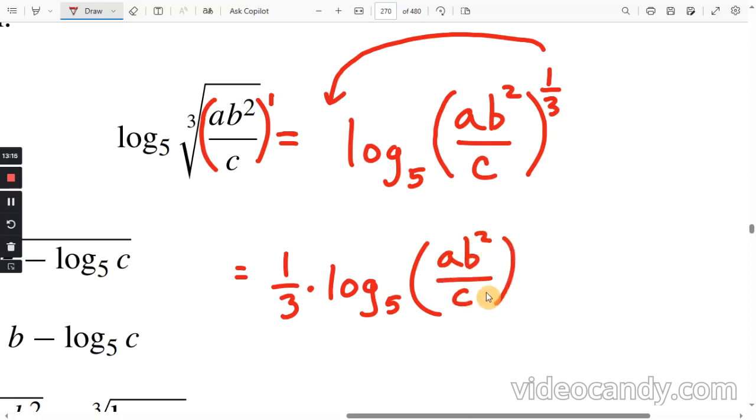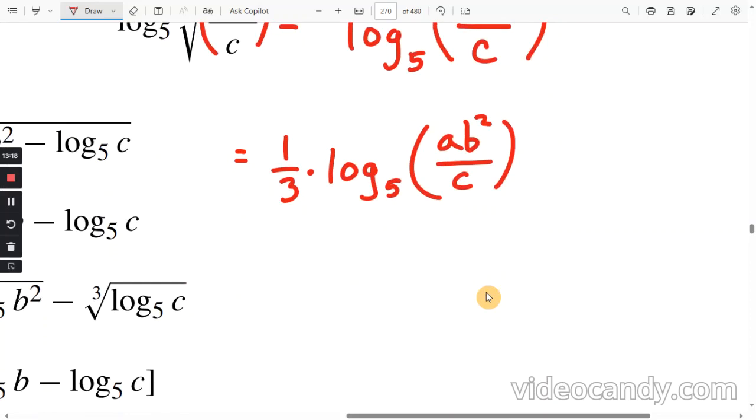Now let's see what we could do here. I'm thinking a product rule and a quotient rule. Keep the 1/3, because 1/3 is times this whole thing right here. So we can just keep the 1/3 and do the product and quotient rule right here.